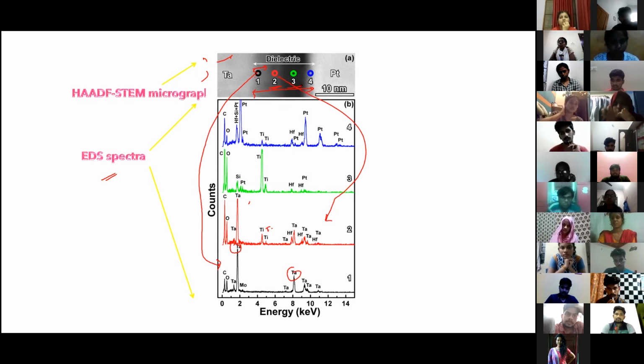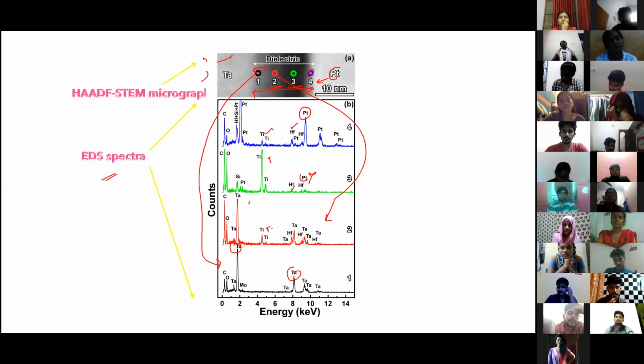And I go to the third region, which is mostly titanium, and there is no tantalum already, so tantalum is not there in the layer. And a little bit of hafnium, and a little bit of platinum, or maybe platinum is not there. But then I move to the fourth layer, and you see, I see a lot of hafnium, a little bit of titanium, and a lot of platinum, because platinum is close to this. I get a signal from here.